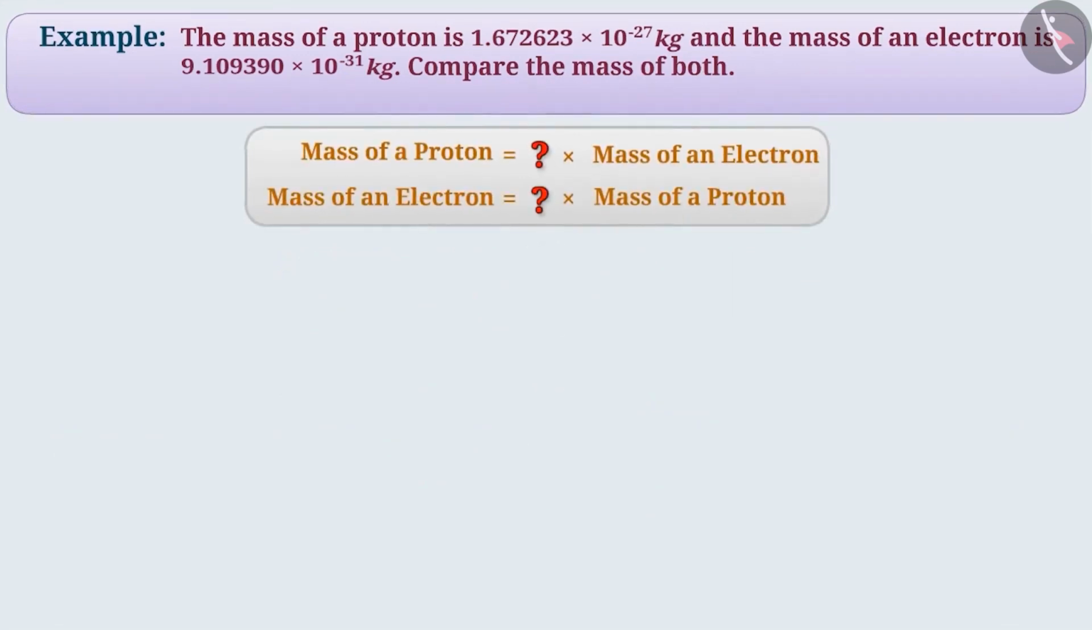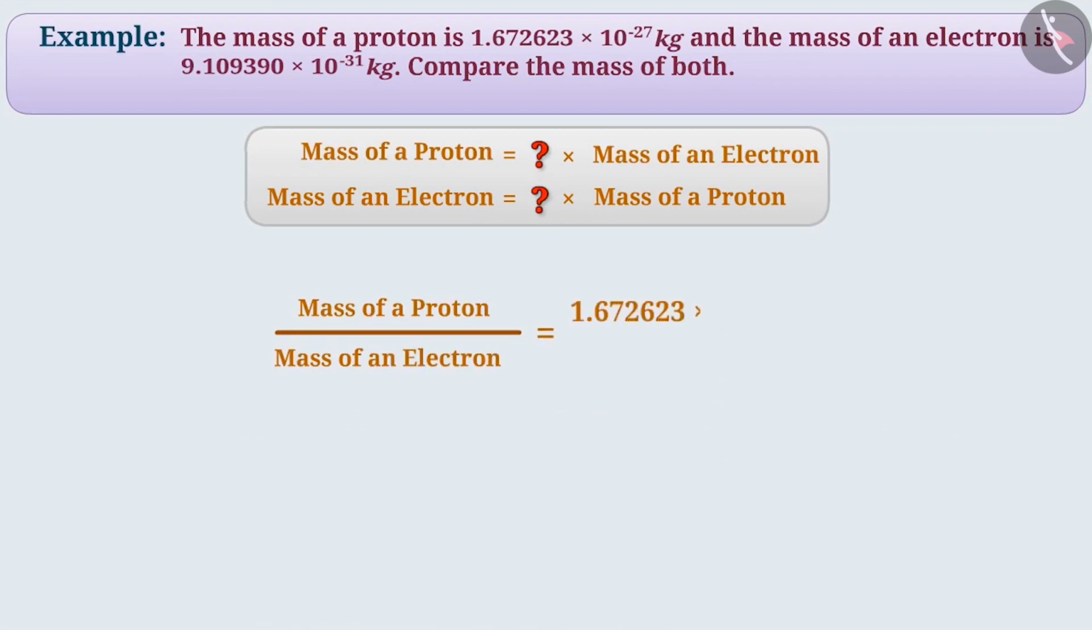Now let's compare these in terms of multiples. For this, we will divide the mass of one by the mass of the other. Mass of proton divided by mass of electron is equal to 1.672623 into 10 to the power of minus 27 kg divided by 9.109390 into 10 to the power of minus 31 kg. Try this division yourself. You can use a calculator.